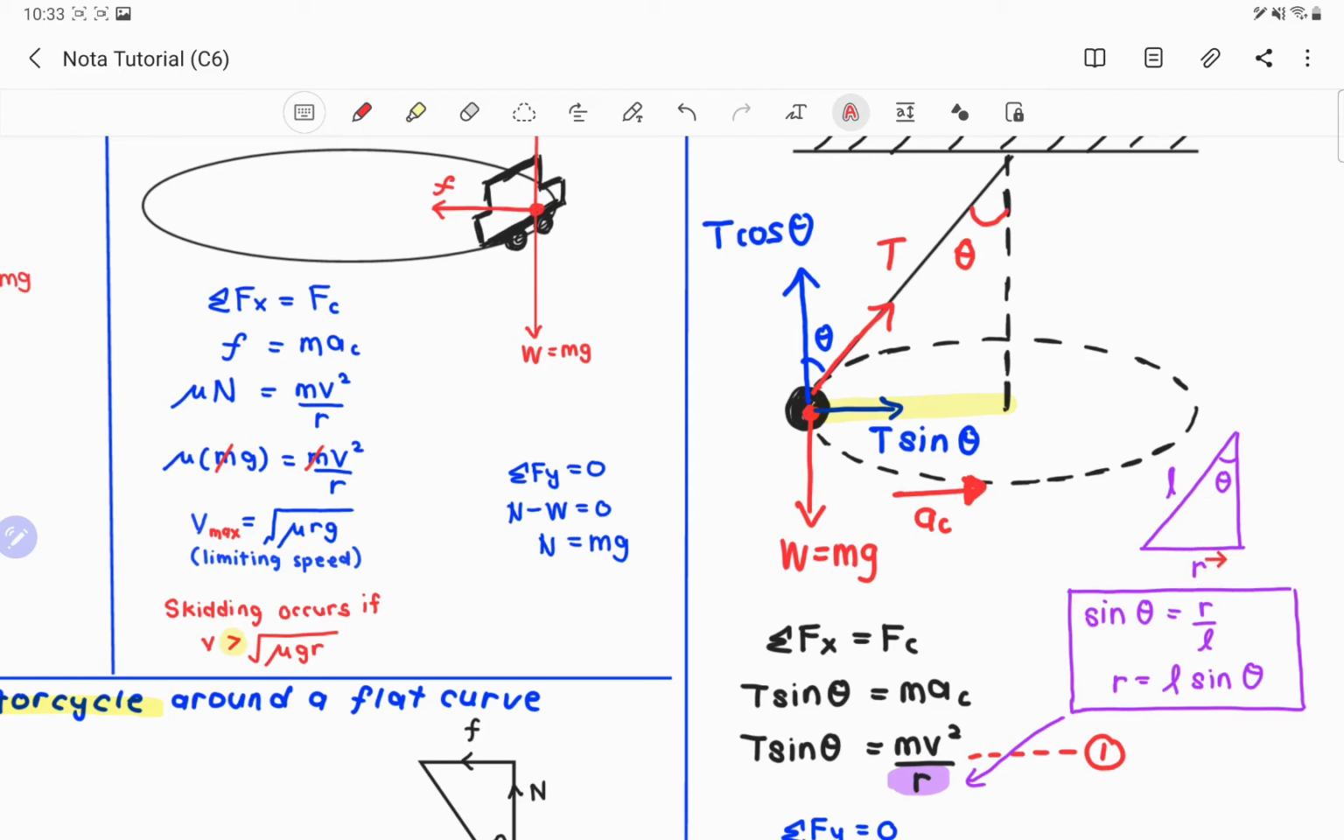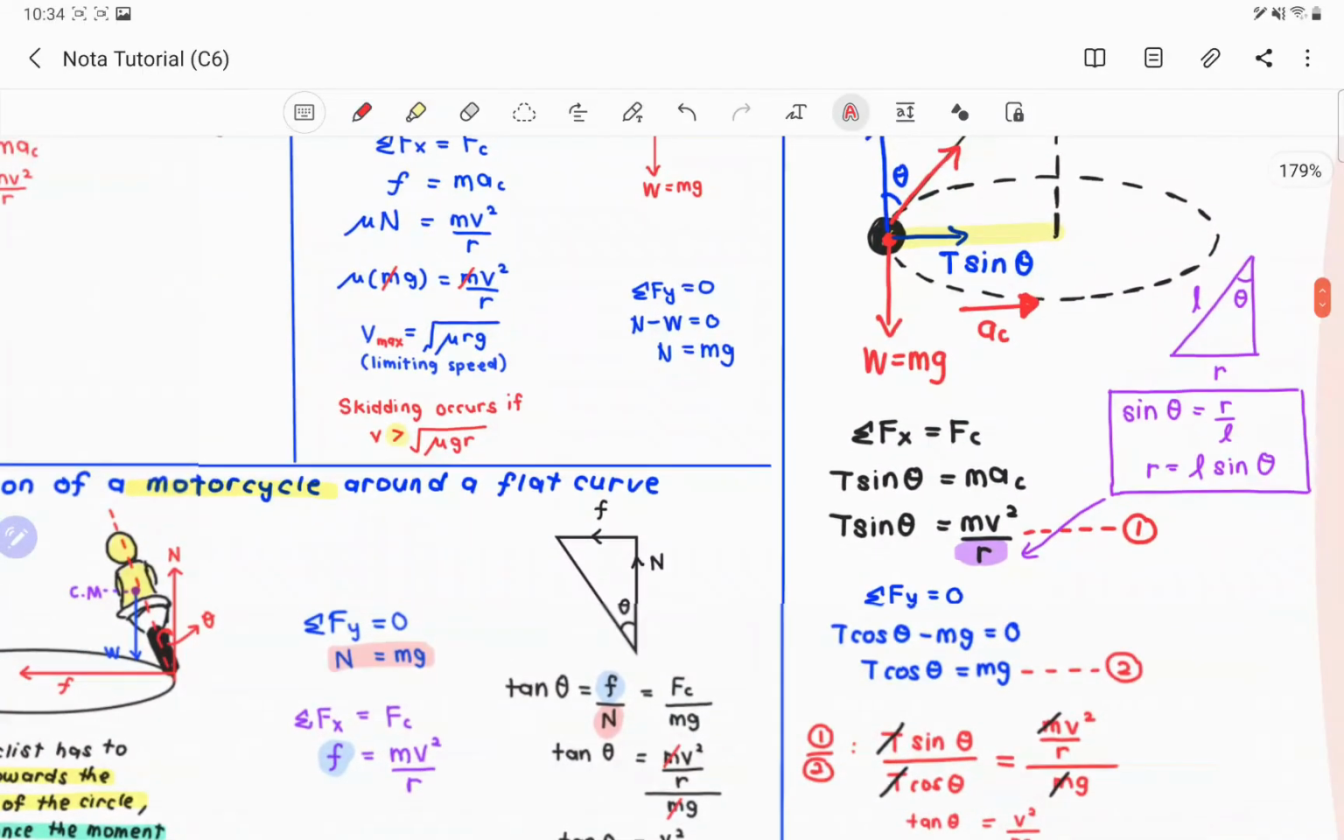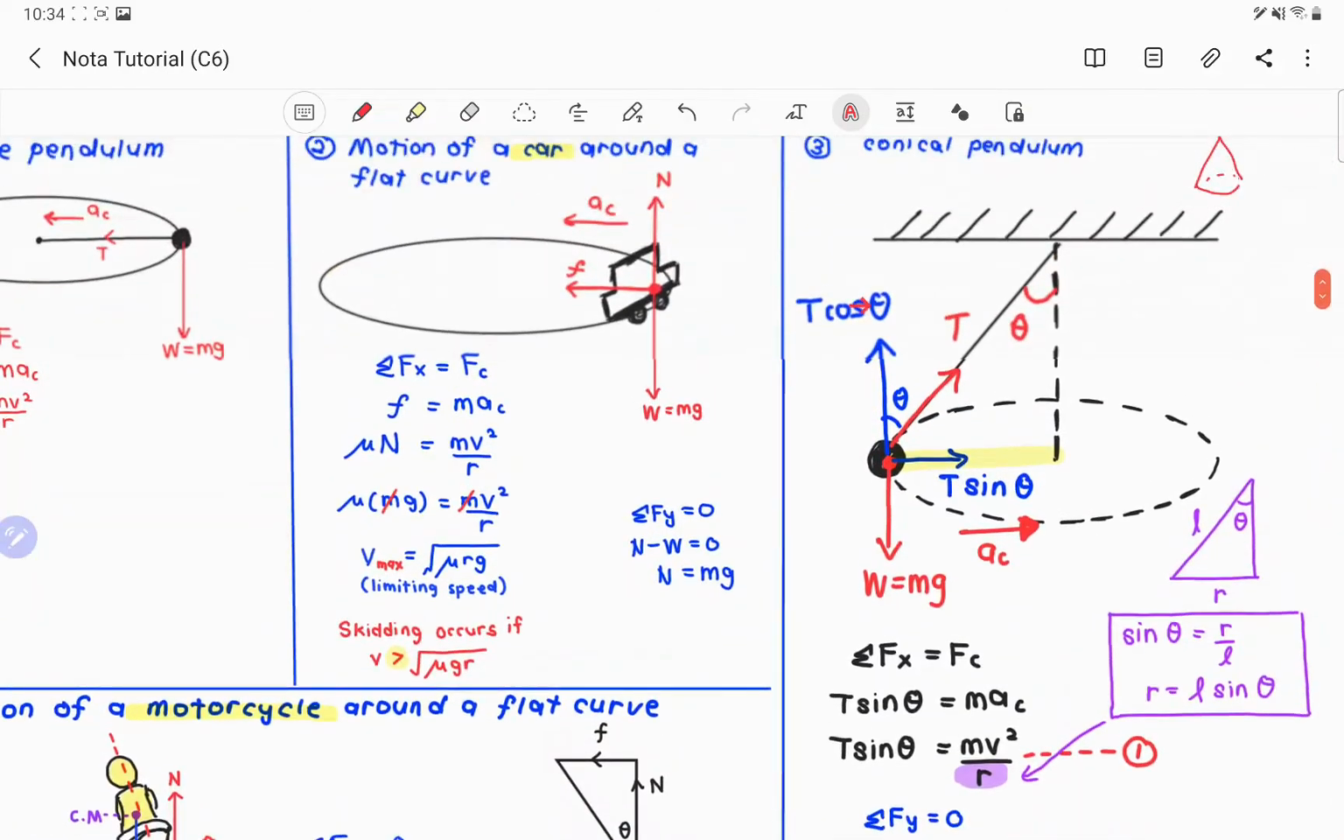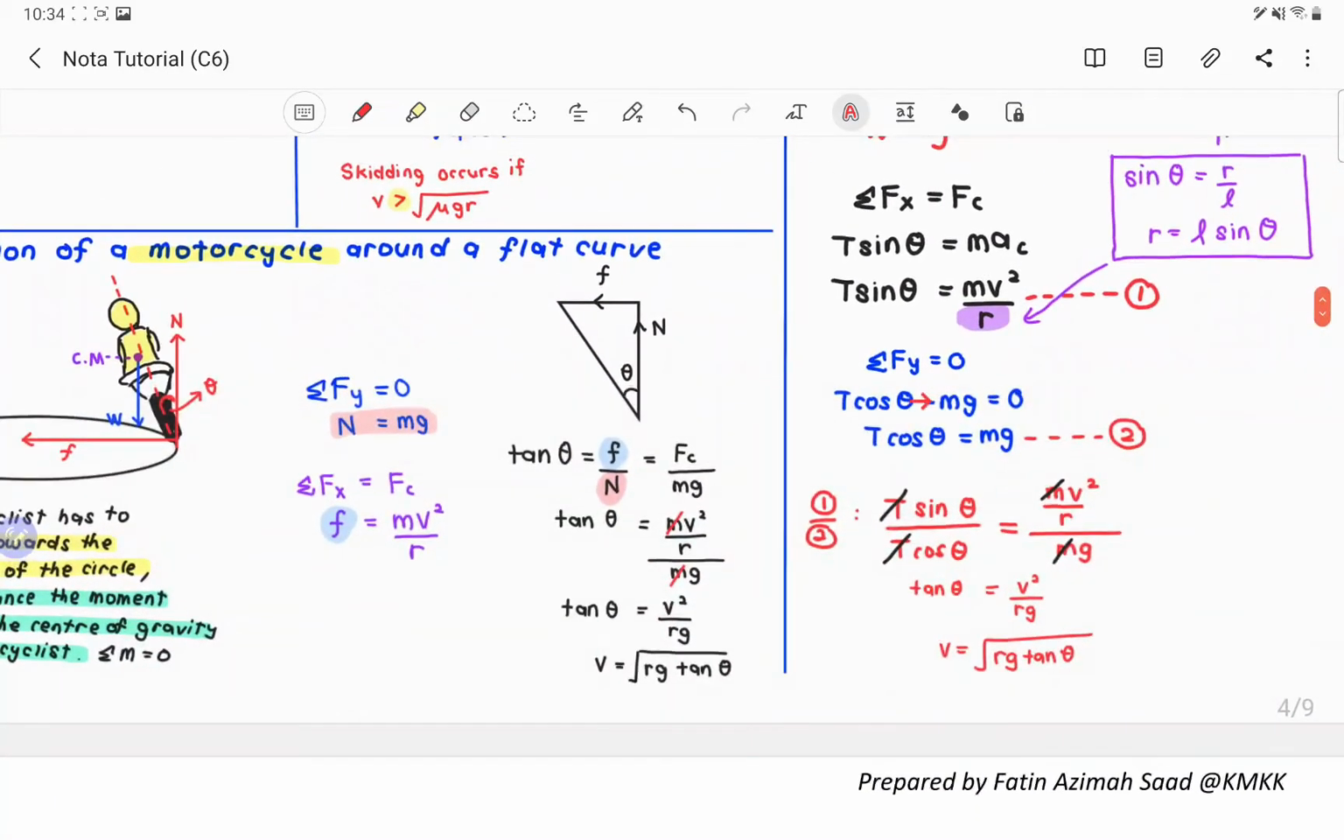If you want to find the value of R, kita kena pakai trigo lah, in which sin theta is equal to R over L, opposite over hypotenuse. Then you will get R. And then summation of Fy, we can see that along Y, kita ada T cos theta and W. So T cos theta minus mg equals to 0, T cos theta equals to mg.